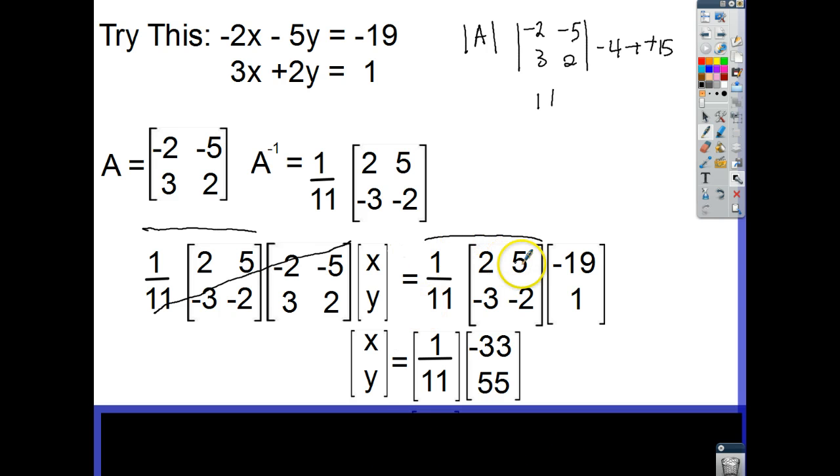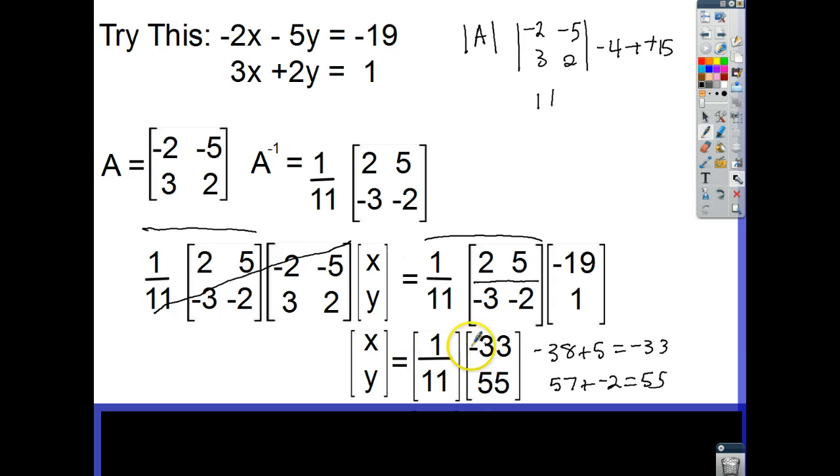And then on this side, we choose to multiply the matrix before we do the fraction. So multiplying the 2 by 2 by the 2 by 1, 2 times negative 19 is negative 38, plus 5 times 1 is 5, and that gives us negative 33 right here. And negative 3 times negative 19 is 57, plus negative 2 times 1 is negative 2, and that gives us 55, and that's where the 55 comes from.